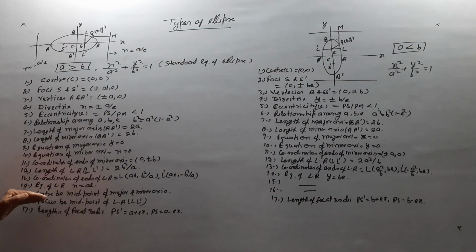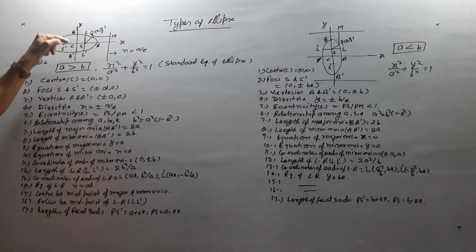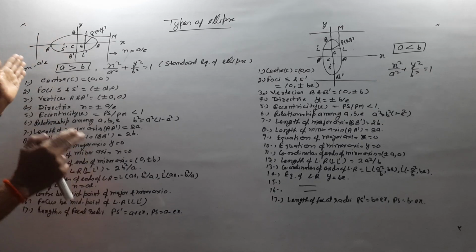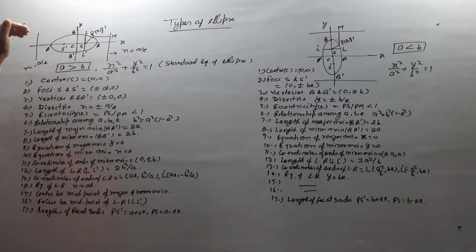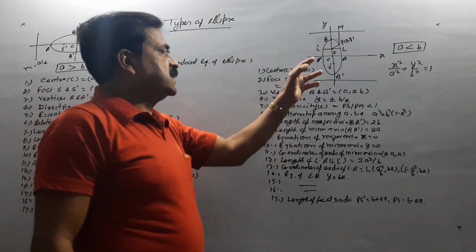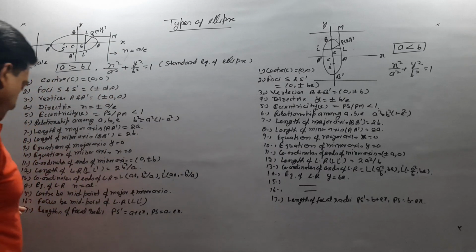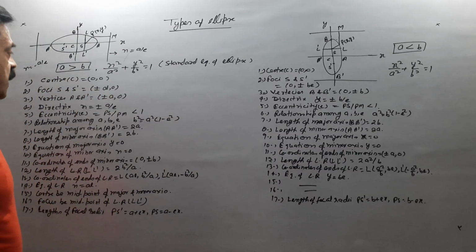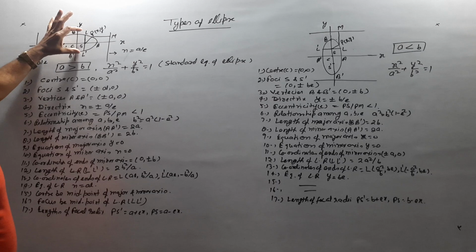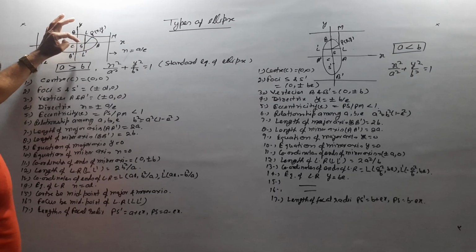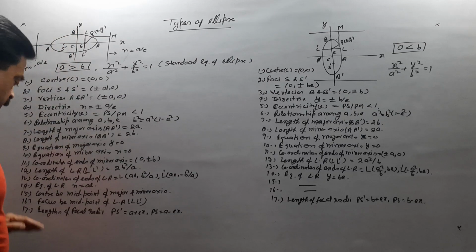15th point, center is the midpoint of major and minor axis. Major axis AA dash and minor axis BB dash intersect at C, so C is the center, lying in the middle of AA dash and BB dash. Similarly here C is the center, the midpoint of AA dash and BB dash. 16th point, focus is the midpoint of latus rectum. Latus rectum passes through the focus and is perpendicular to the major axis, so S is the midpoint of LL dash, and in this case the same.